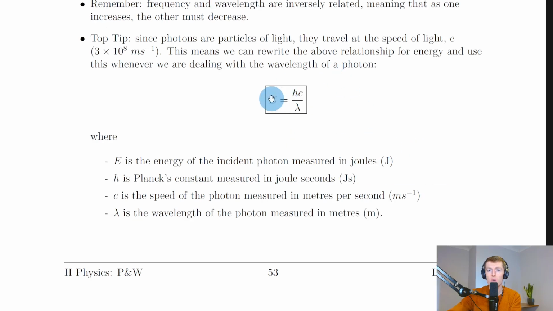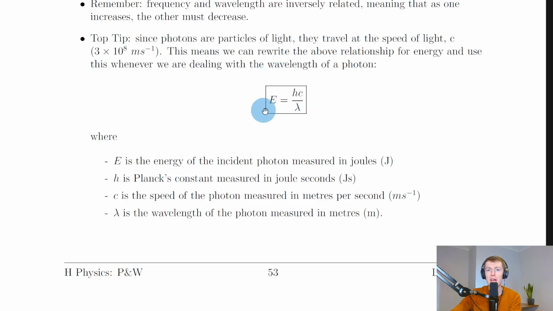And you'll notice this equation relies now on 2 constants rather than 1. So we have Planck's constant h from the datasheet and c, the speed of light in a vacuum, also from the datasheet. So this means that if you're given a wavelength in a question, for example, you could then calculate the energy of the incident photon. Or if you're given the energy of the incident photon, you could calculate the wavelength of the photon.